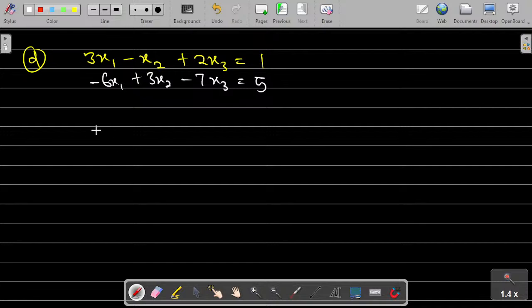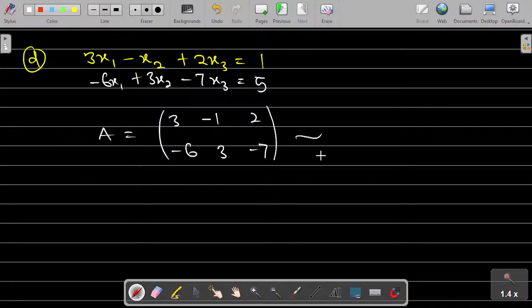So what's the associated matrix? You can call it A is equal to 3 minus 1 2 1 if you want to make it augmented. And then the next row is minus 6 3 minus 7 5. If we make it augmented, remember to put your dotted lines there, but we may choose not to, because it doesn't really matter. So let's leave it that way.